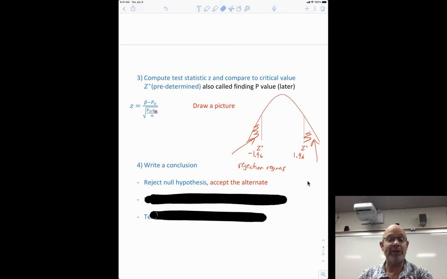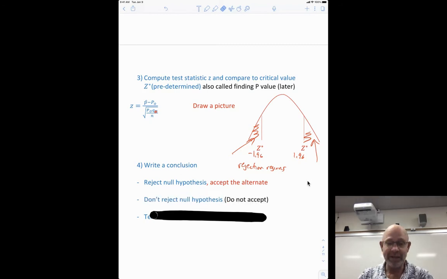So you'd say, I reject the null hypothesis. I accept that the alternate hypothesis is true. However, if it's not statistically significant, then we fail to reject the null hypothesis. Notice I did not accept. We do not accept it. We just fail to reject it. Okay, and I'll show you the wording on that when we do.